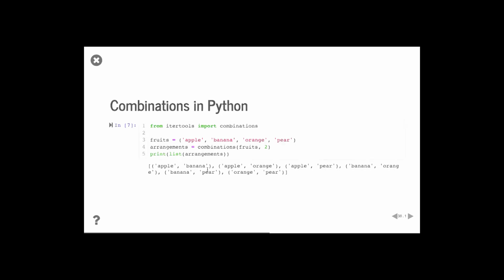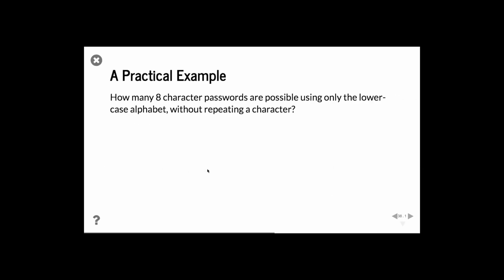So let's run through a practical example of a question that a student might get on an assignment. How many 8-character passwords are possible using only the lowercase alphabet without repeating a character? All right, so we need to think, is this permutations or combinations? The order matters for a password, so it must be permutations.